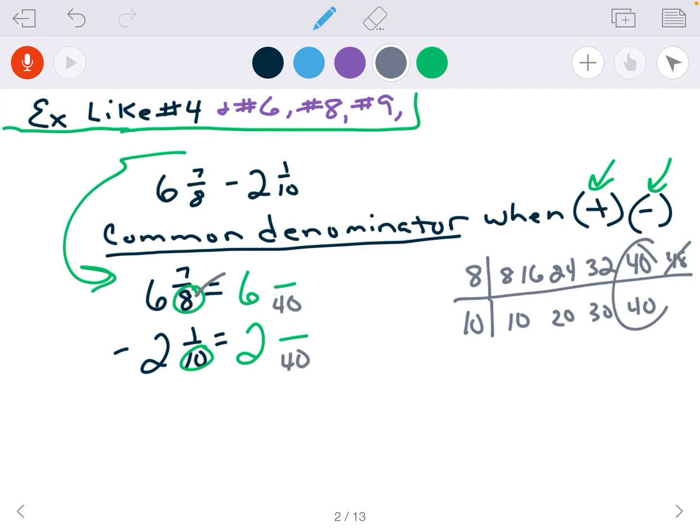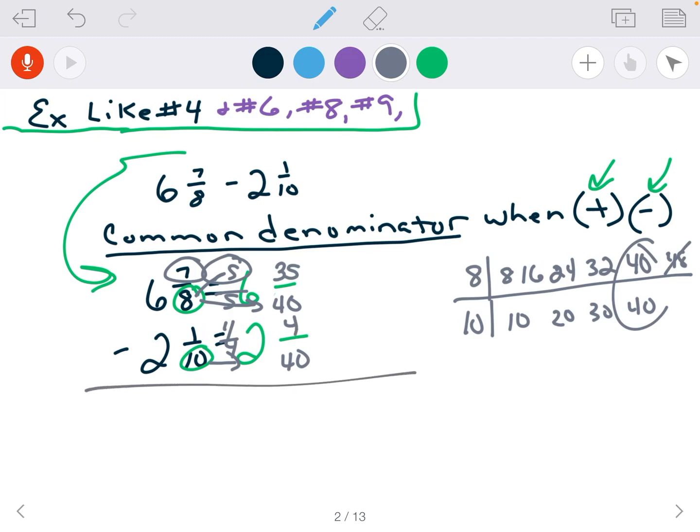If I'm going too fast, you can always pause and rewind this video. So 8 times what gives me 40? That's 5. If I multiply the 5 on the bottom of the fraction, I have to do it to the top. So 7 times 5 is 35. 10 times what gives you 40? That's 4. What I do to the bottom, I do to the top. 1 times 4 is 4.